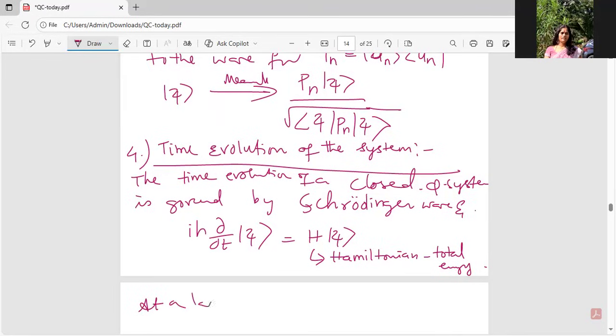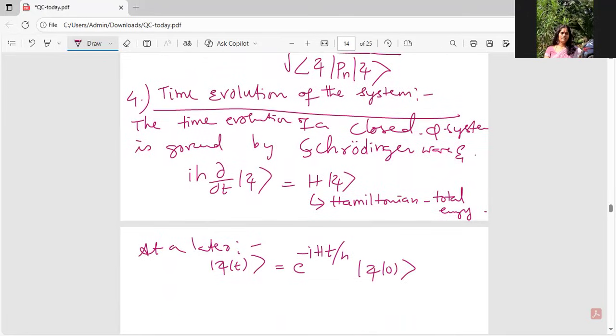Now, the state of the system at a later time is given by ket xi of t. This is equal to e power minus i H t by h-bar ket xi 0. Okay. At a later time, it is governed by the previous time. Or in other words, I can write it in terms of a unitary operator. U is equal to e power minus i H t by small h. Okay. Again, the capital H is the Hamiltonian. The Hamiltonian describes the total energy of the system. Okay. Yeah. These are the postulates of quantum mechanics, guys.